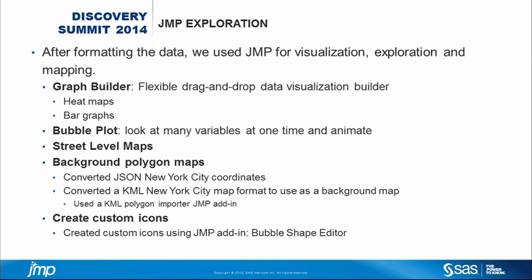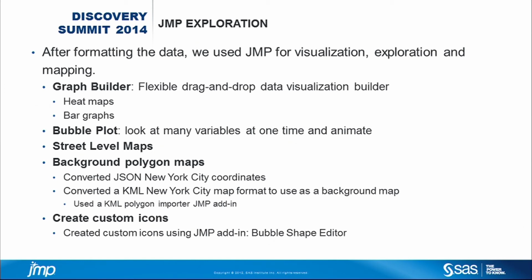So we use Graph Builder, and Graph Builders are drag and dropped. We use data filters. We use bubble plots. We use the street level maps in JMP. I found some polygon maps, which is a JSON format, which I was able to read. And bless his heart, John Ponte, who's here, he actually answered the phone every time he saw the caller ID was my name. And so I thank him, and he helped me translate that. And then there's some other tools on the JMP website that I was able to use.